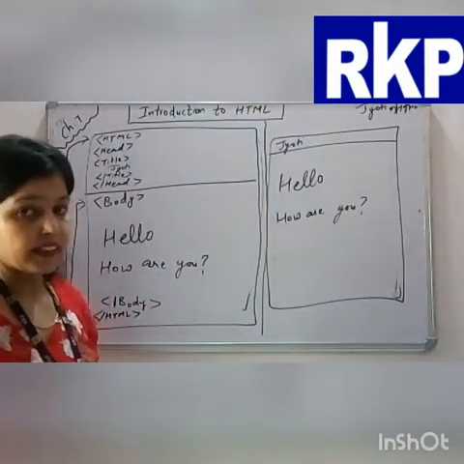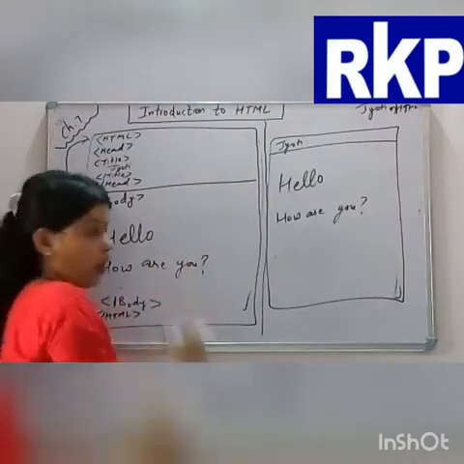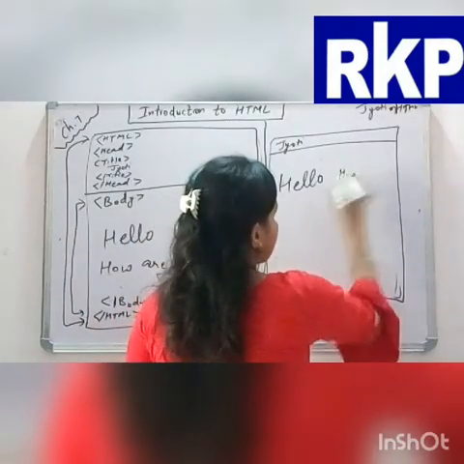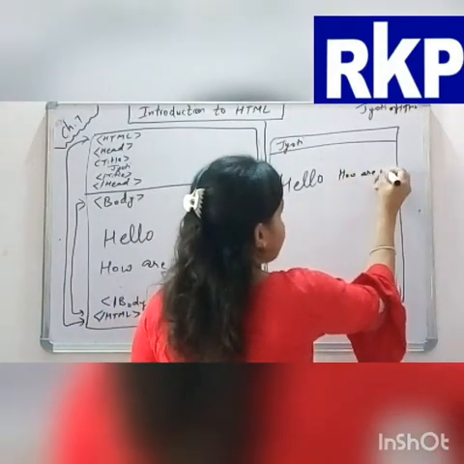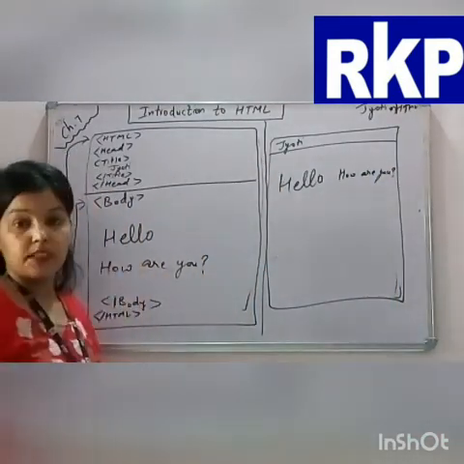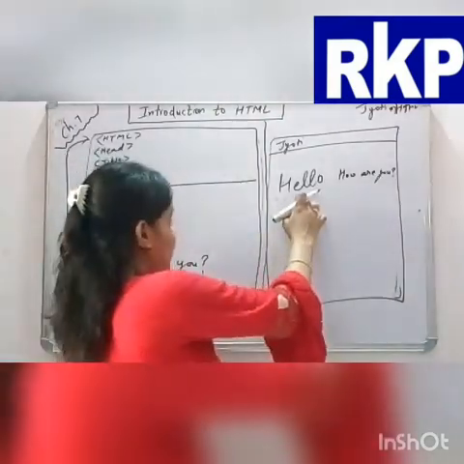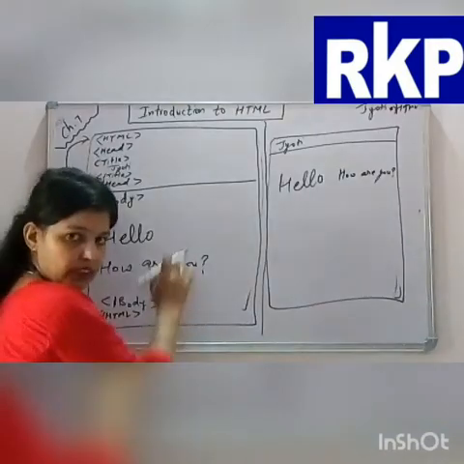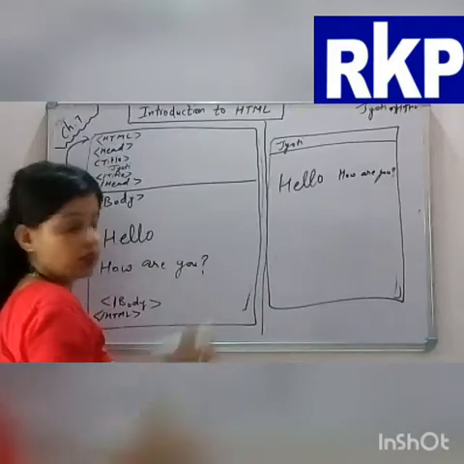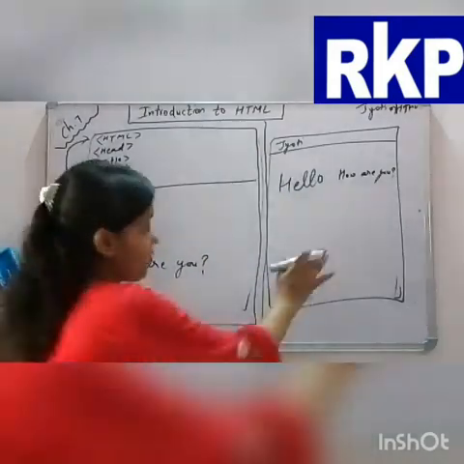But one more thing is here. How are you will not come below hello. How are you will come just after hello. As I told you, if you want to do something small in an HTML document, you have to use a tag. Hello, you have written below in Notepad, but in the web page you will get it in the same line, not in the next line.